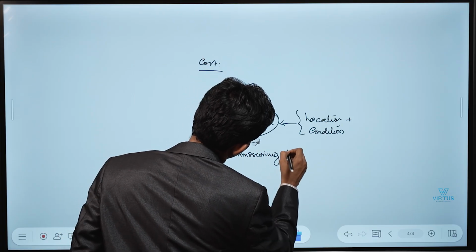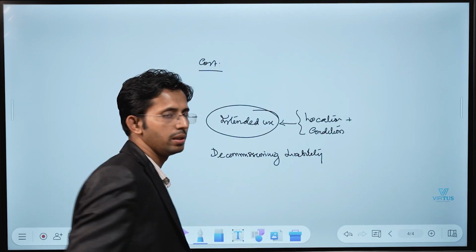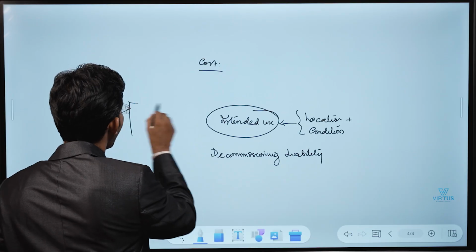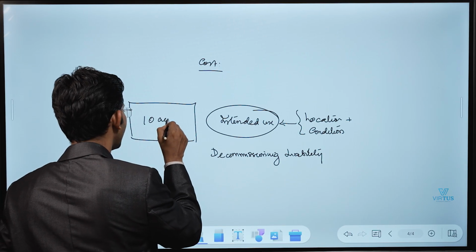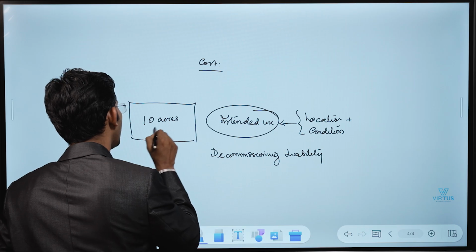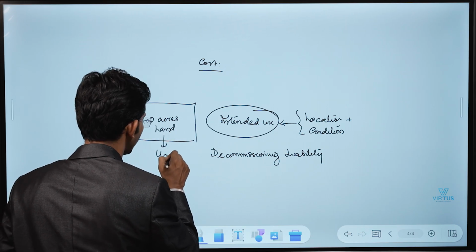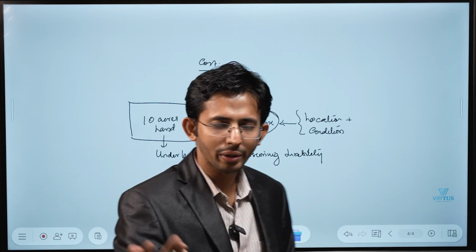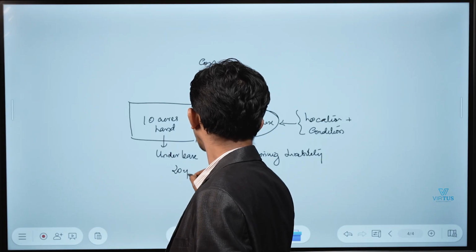Decommissioning liability. Okay, I will give you an example. Suppose you took a land which has got, let's say, 10 acres of land. This land was taken under lease. It was a plain vacant land. You took it on lease for, let's say, 20 years.